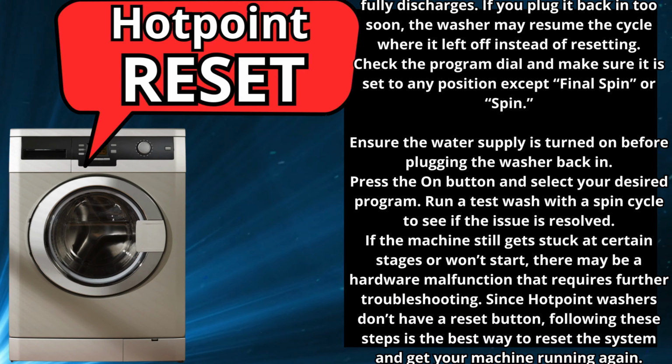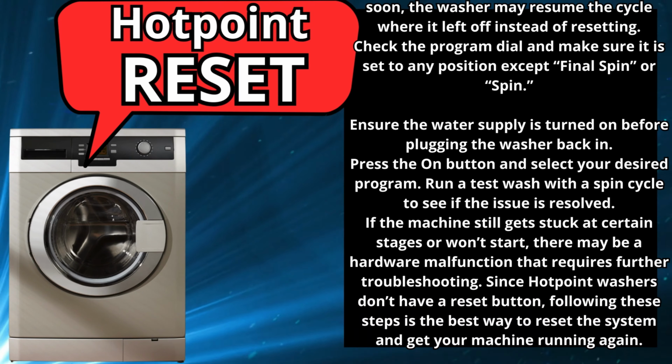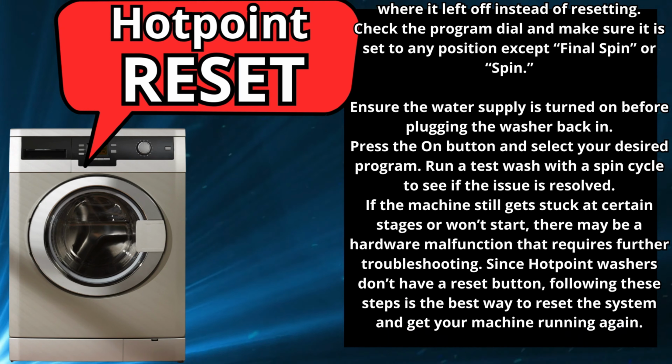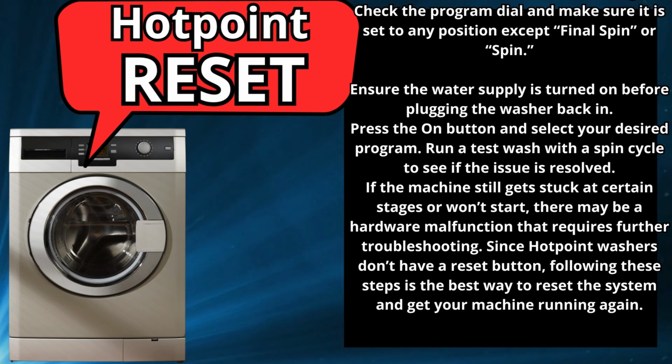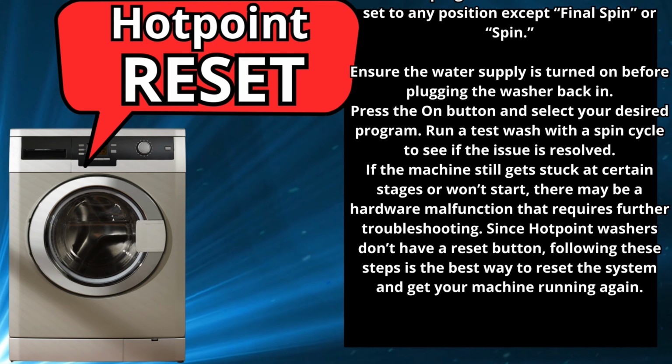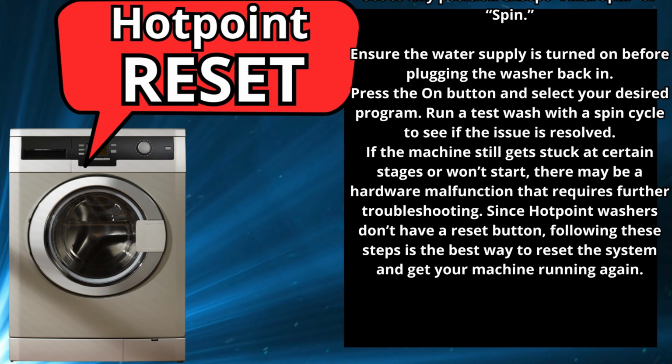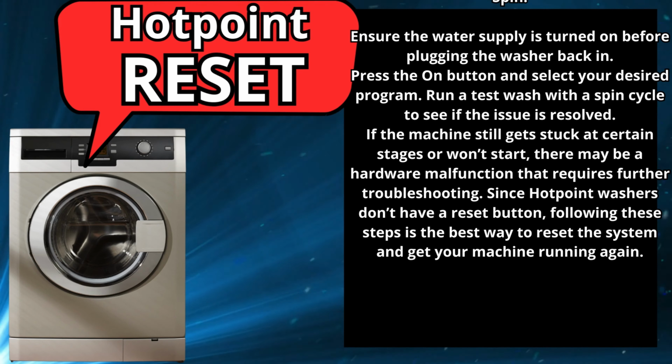If the machine still gets stuck at certain stages or won't start, there may be a hardware malfunction that requires further troubleshooting. Since Hotpoint washers don't have a reset button, following these steps is the best way to reset the system and get your machine running again.